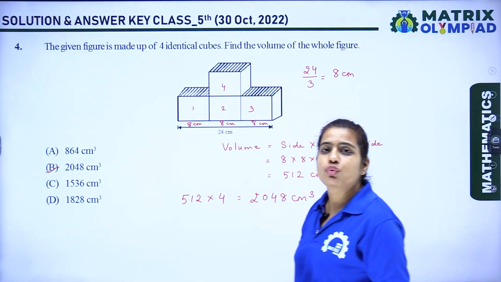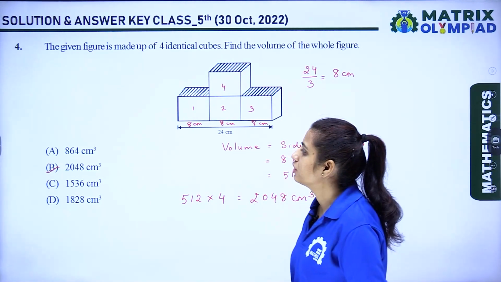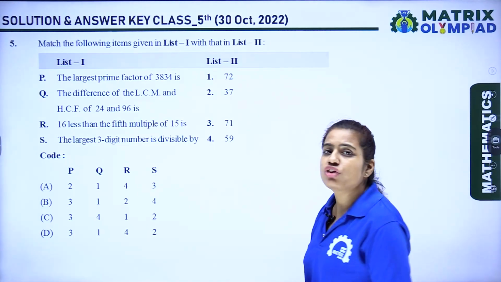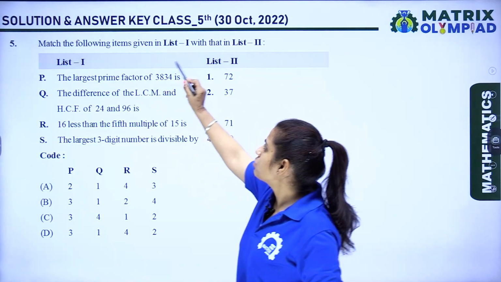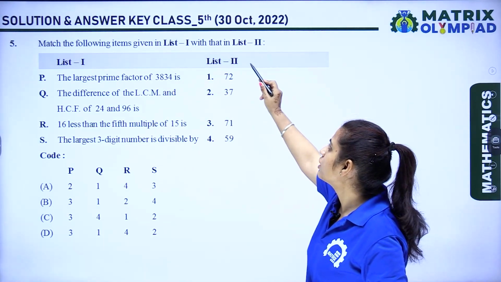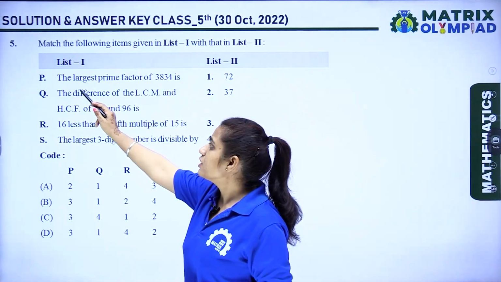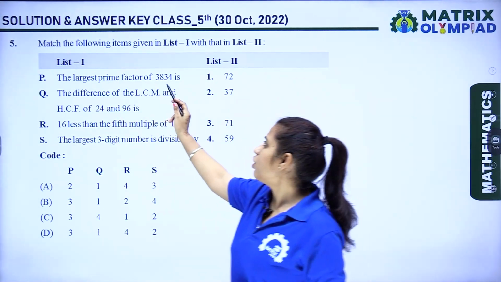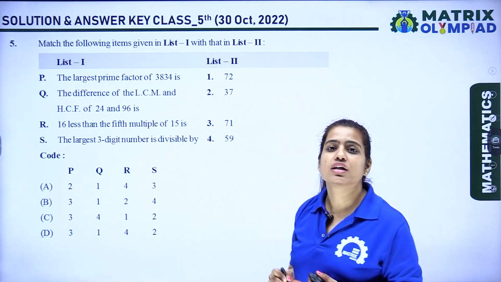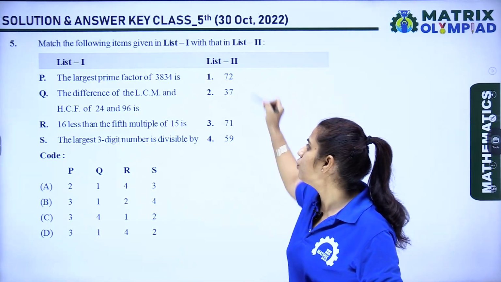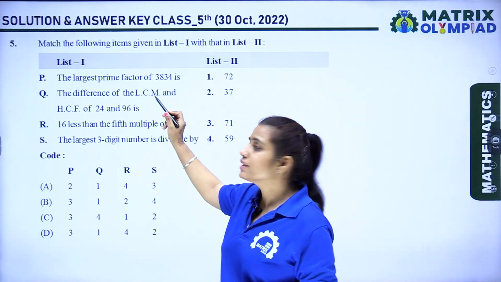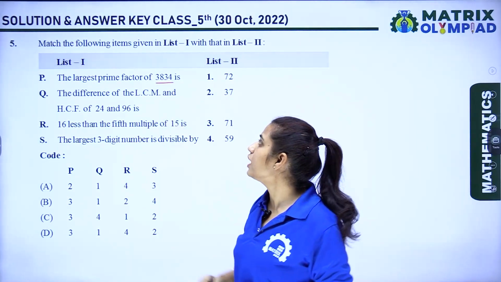Now, let's begin with the next question. Question number 5 is match the column. Match the following items given in list 1 with those in list 2. First is the largest prime factor of 3834 is. Out of these 4, we have to find out the largest prime factor of 3,834.